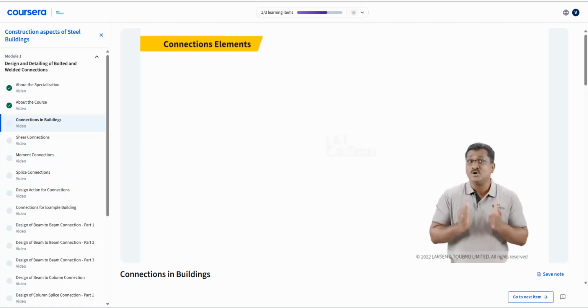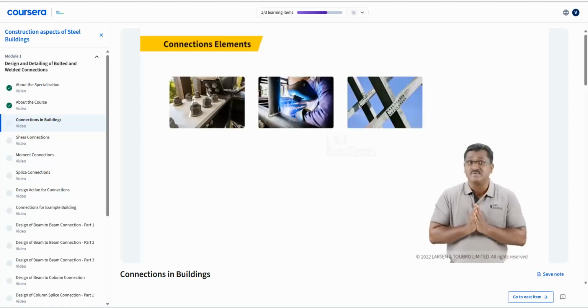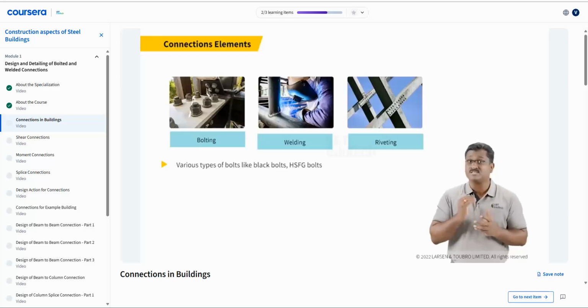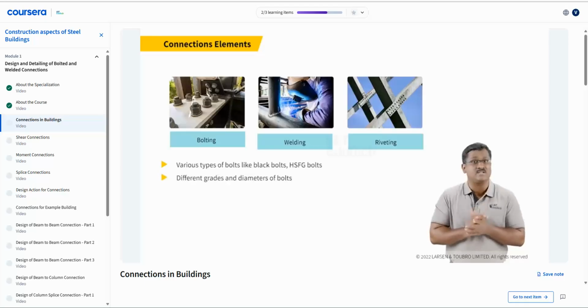We all know that the various connecting elements used in structural steel buildings are bolting, welding and riveting. Of these, the most commonly used are bolting and welding. We have already seen the various types of bolts like black bolts, HSFG bolts, etc. We have also seen the different grades and diameters of bolts as well.